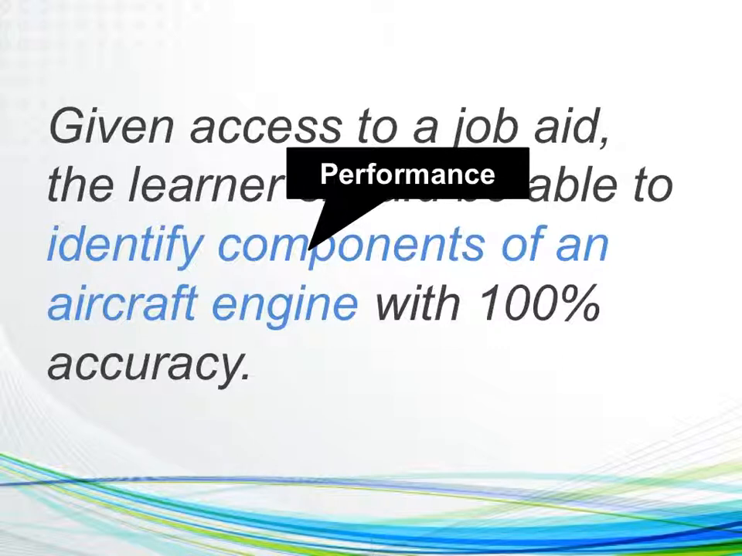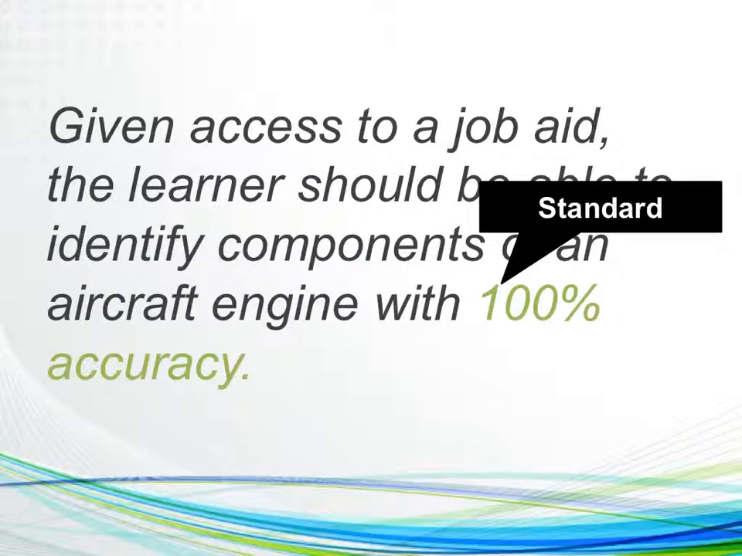The performance may seem probably most familiar to you when you look at a syllabus or a course description or something along those lines. Typically, this is what is described when you look at learning objectives. The third component is the standard, and here it's highlighted as 100% accuracy. It defines the level that the learner should be able to perform to reach mastery of the learning objective.